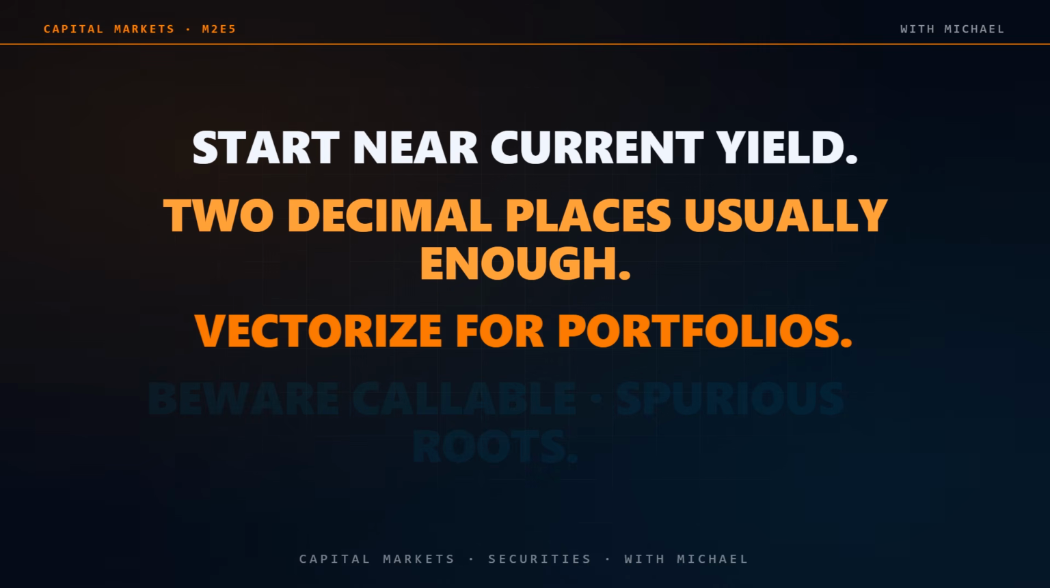In practice, for a bond quote, 2 decimal places of yield precision is usually enough. Spreadsheet formulas like Excel's yield function handle this entirely. A few practical tips. First, always start with a reasonable guess based on current yield and a premium/discount intuition. Second, beware of callable bonds. Newton-Raphson can converge to spurious roots. Third, for portfolios of many bonds, it is much faster to use a vectorized library like Python SciPy or Pythonance than to compute each yield one bond at a time.